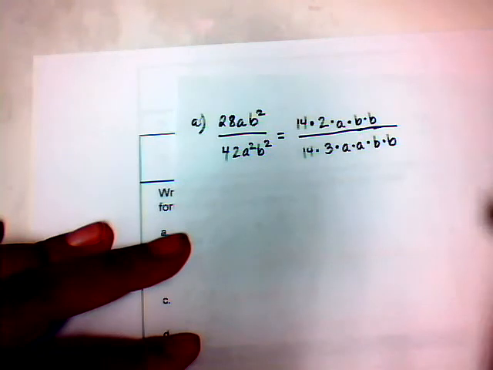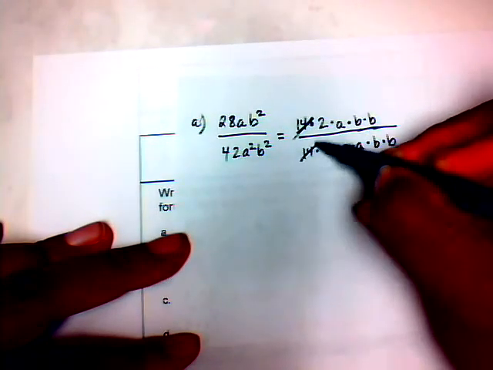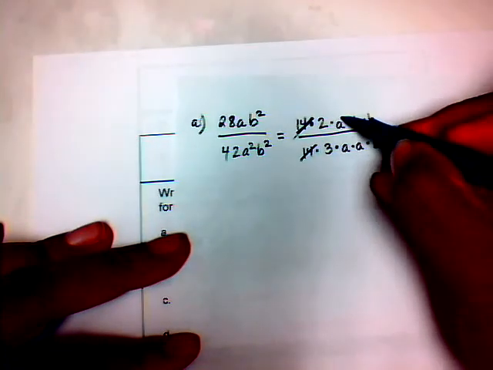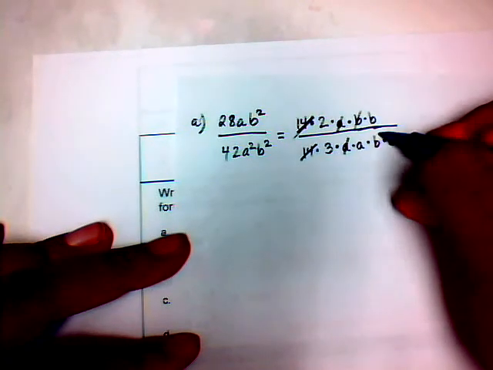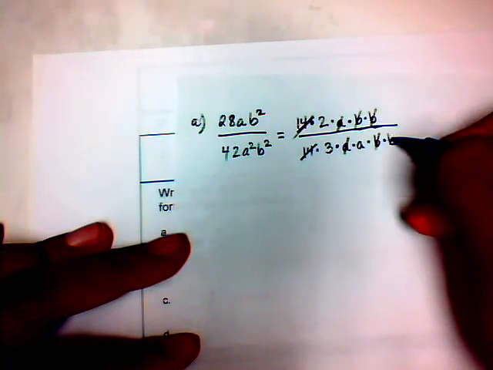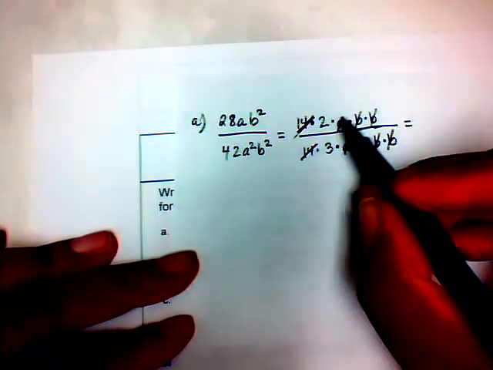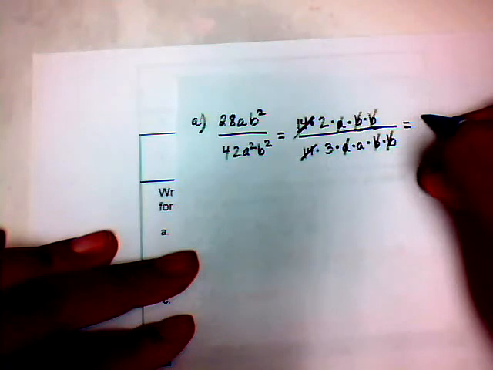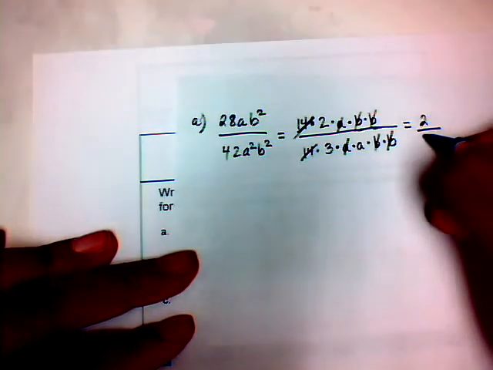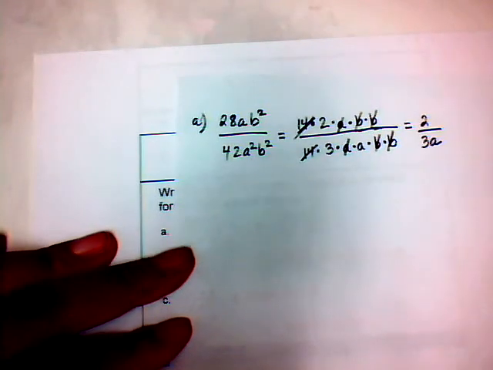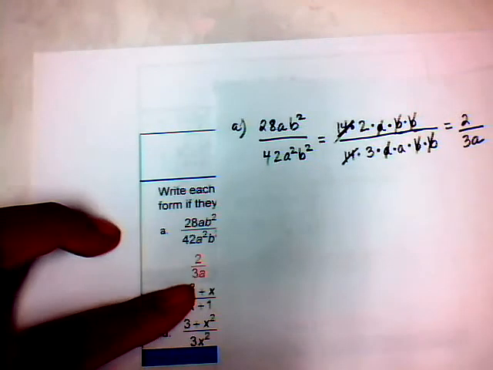Now I'm going to divide out some terms here. I can divide out the 14. I can also divide out one of the a's. I can divide out this b along with this b, and then this b with another b in the denominator. So in the numerator, I'm left with just 2, divided by, in my denominator, 3a. So in simplest form, this will be 2 over 3a, which is exactly what they have here.